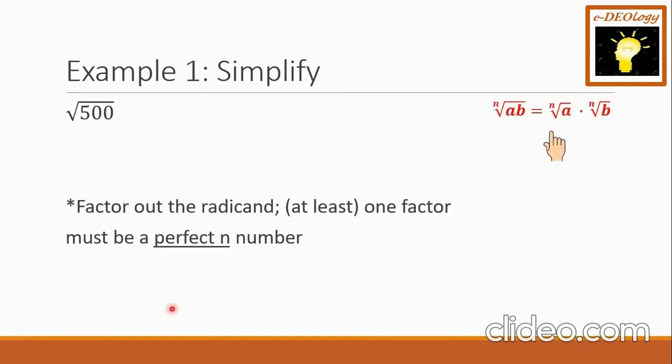Example 1, let us simplify the square root of 500. So I put the formula here for the simplification rule. The idea is we're going to factor the radicand, or this number, in such a way that one factor must be a perfect nth number. Our index here is 2, so we're going to find a perfect square factor for this 500. So we have here the square root of the product 100 times 5. And this 100 is a perfect square number.